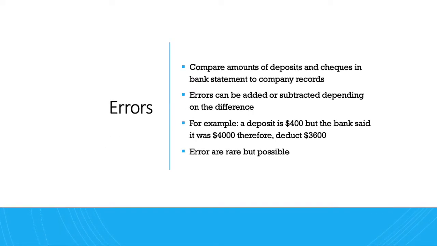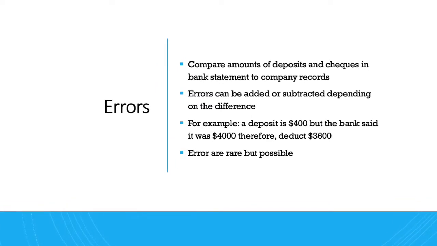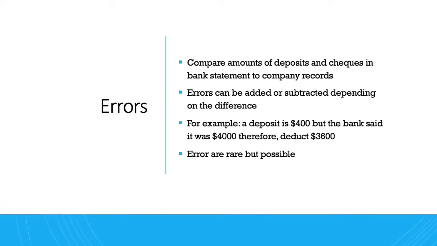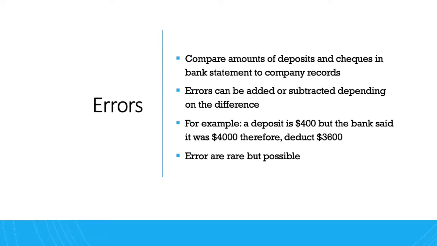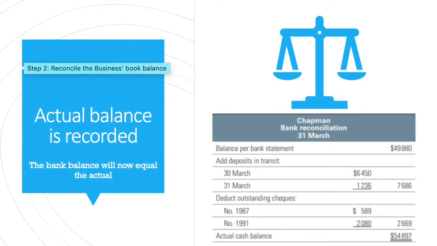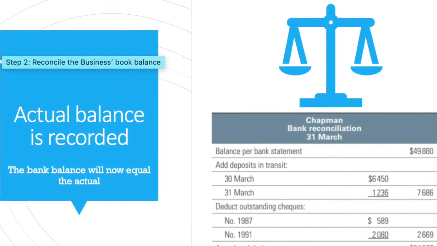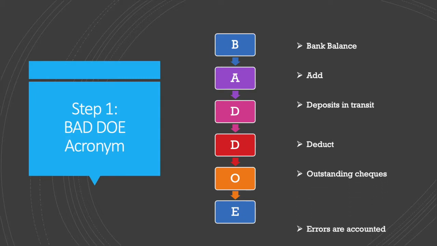Errors come from differences between the business and bank records. They can be added or subtracted. For example, the bank may have recorded a deposit as $400 instead of $4,000. Therefore, $3,600 needs to be added. Bank errors are rare, but they do occur. Once all of those 3 are accounted for, the bank balance should equal the actual cash balance. To help remember, an acronym for step 1 is BAD-DO. Bank balance. Add deposits in transit, deduct outstanding checks, errors need to be accounted for.